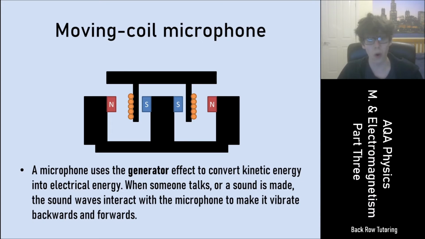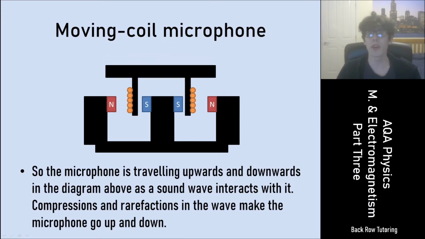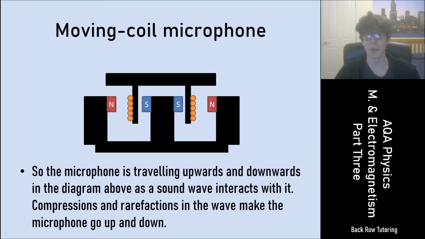When someone talks or a sound is made, the sound waves interact with the microphone to make it vibrate backwards and forwards, or in this case, up and down. So the microphone is travelling upwards and downwards in the diagram above as the sound wave interacts with it. Compressions and rarefactions in the wave make the microphone go up and down.